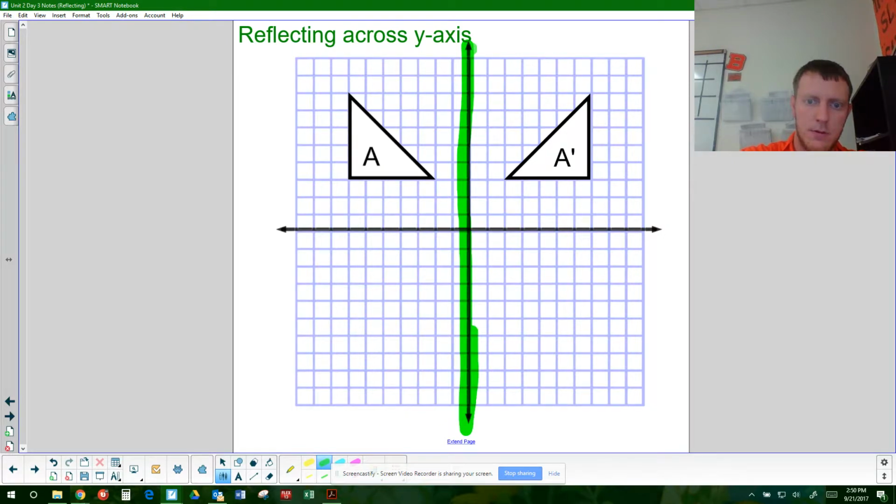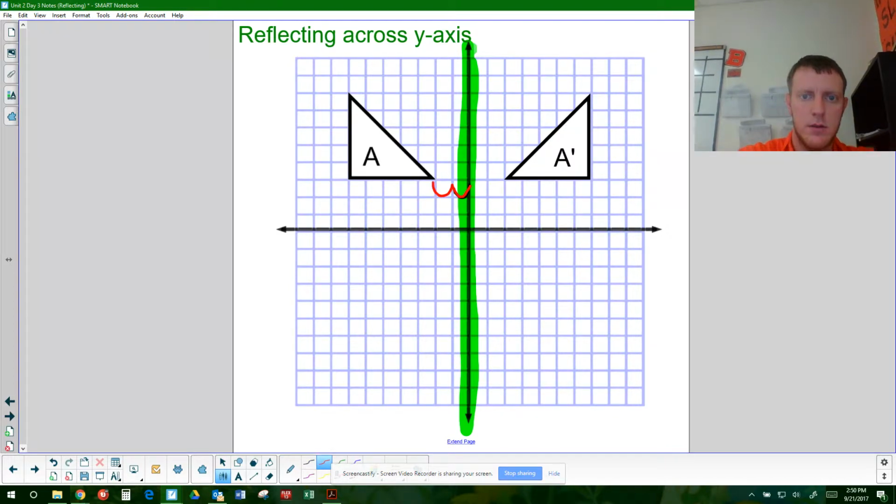This time we're reflecting over the y. And then count. That's all you do. Count how far away it is. So each point, 1, 2, and then do the opposite. So I counted 2 to the left, I'm going to count 2 to the right. 1, 2. Same thing with every other point.